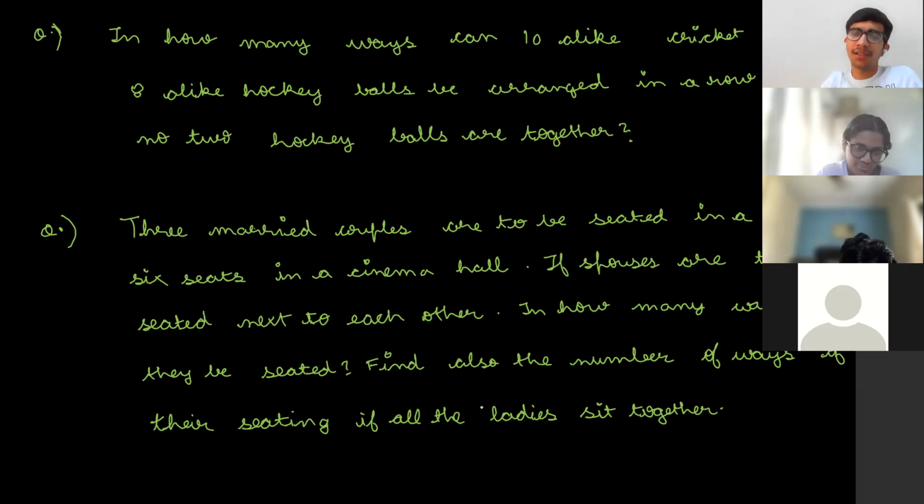अच्छा, पहले हॉकी बॉल्स अरेंज करनी पड़ेगी या क्रिकेट बॉल्स अरेंज करनी पड़ेगी? Cricket. Cricket, right. So cricket balls, if you arrange, how many gaps do you get? 11. Out of those 11 gaps, how many gaps are to be selected? 8. How do you do that? 11C8. That's all. तो इतना time क्यों लगेगा इस question में? 11C8 is your answer.